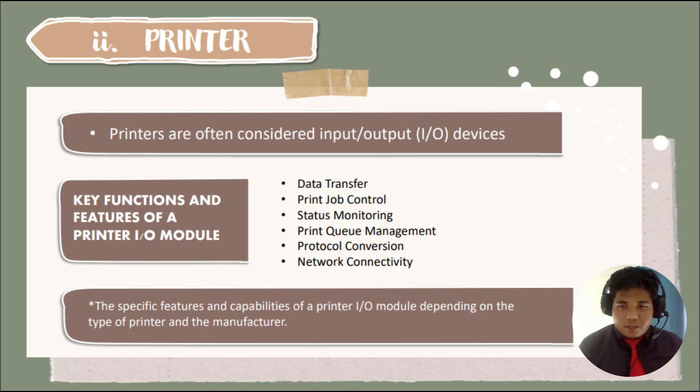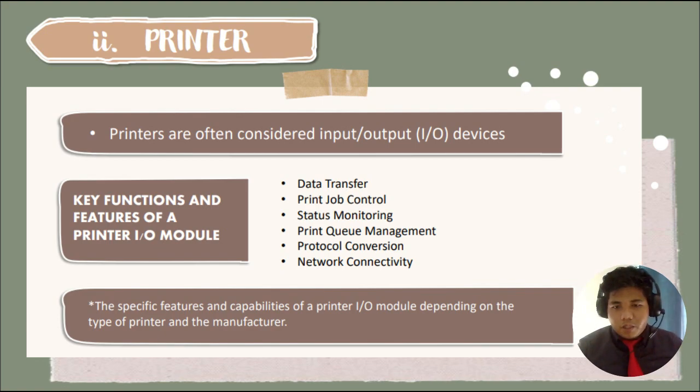Print job control. The module can manage print jobs, allowing the computer to command the printer to start, cancel, modify, pause, and other commands. Status monitoring: it provides feedback to the computer about the printer, like status, paper level, ink or toner status, or error messages.